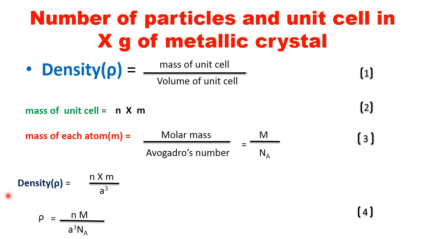On rearrangement of this equation you will get M is equal to rho into a cube into Na divided by n, where M is molar mass, rho is density, a cube is volume of unit cell, Na is Avogadro number, and n is number of particles per unit cell. So it is the relationship between molar mass and density, which we explain with the help of two parameters, that is number of particles per unit cell and volume of unit cell.